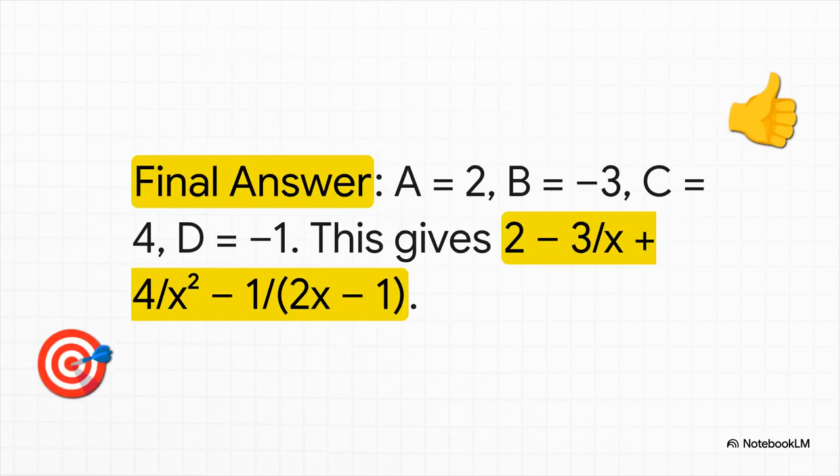Now, solving this one does take a bit of careful algebra, not gonna lie. Once you've multiplied it all out, you've got to play a matching game with the coefficients for every power of x on both sides. It's a little tedious, but if you're systematic, it'll lead you straight to the answers. A is 2, B is -3, C is 4, and D is -1.